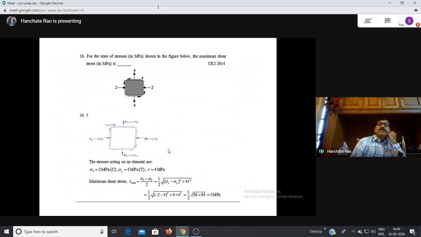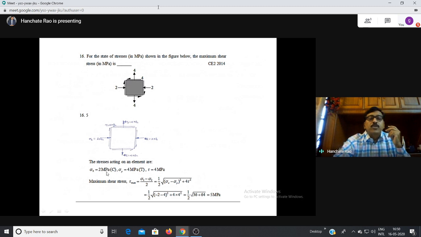For the state of stress in megapascal shown in the figure below, what is the maximum shear stress in megapascals (MPa)? So see here, he is giving sigma x is equal to 2 megapascals compressive, sigma y is equal to 4 megapascals tensile, and shear stress tau is equal to 4.